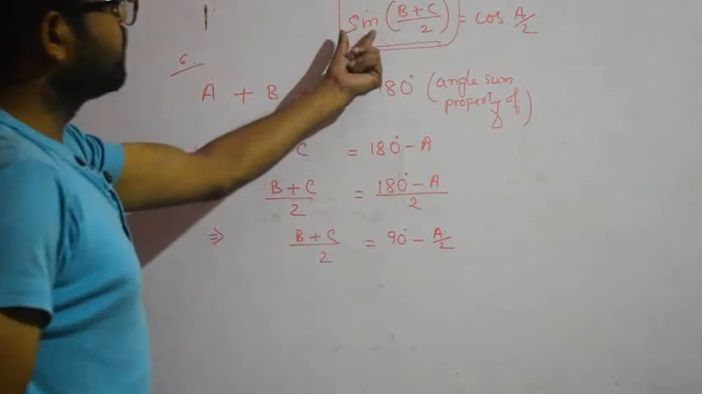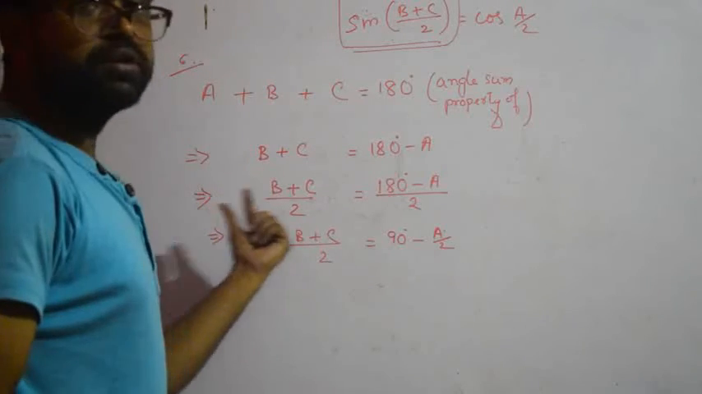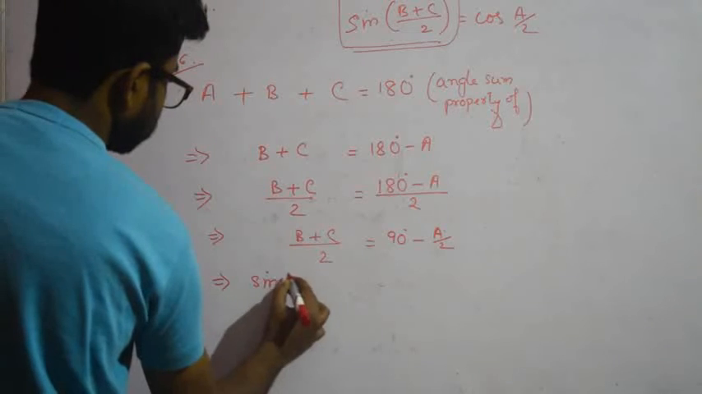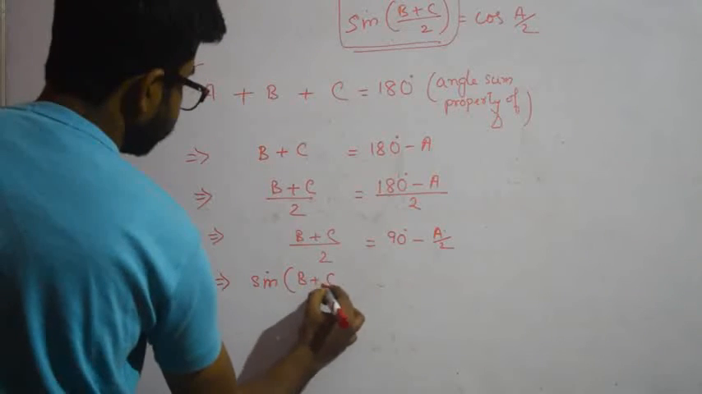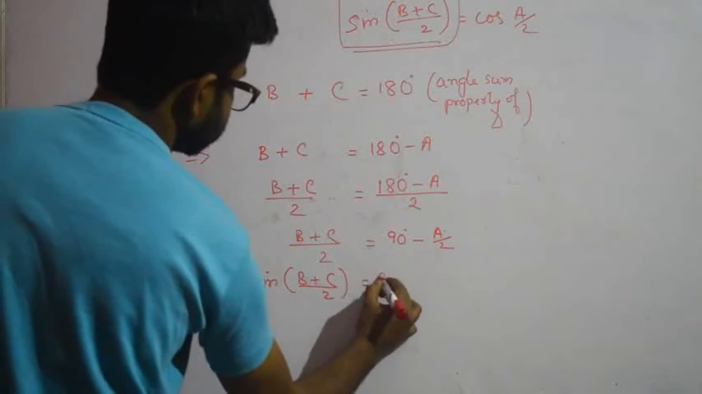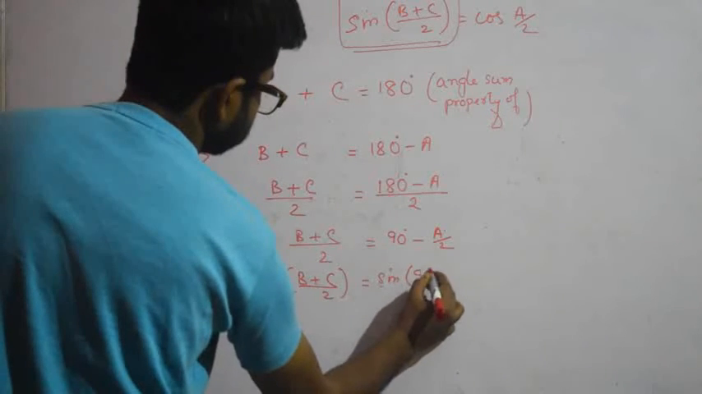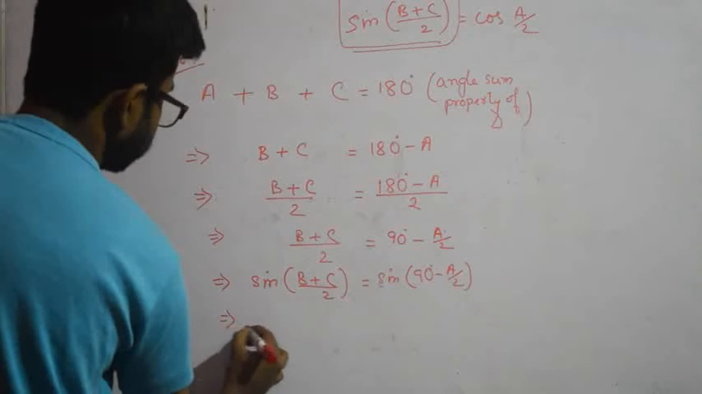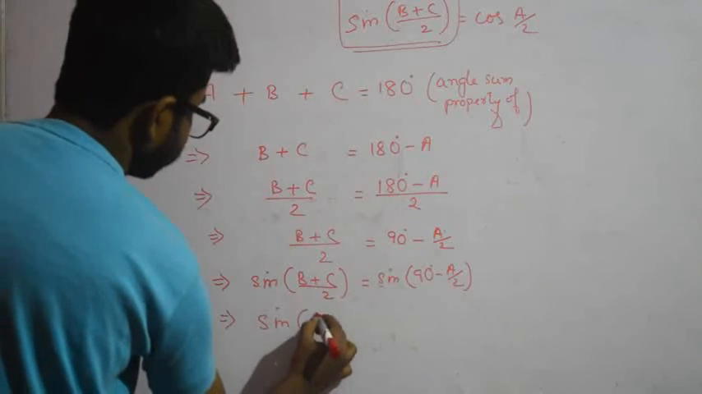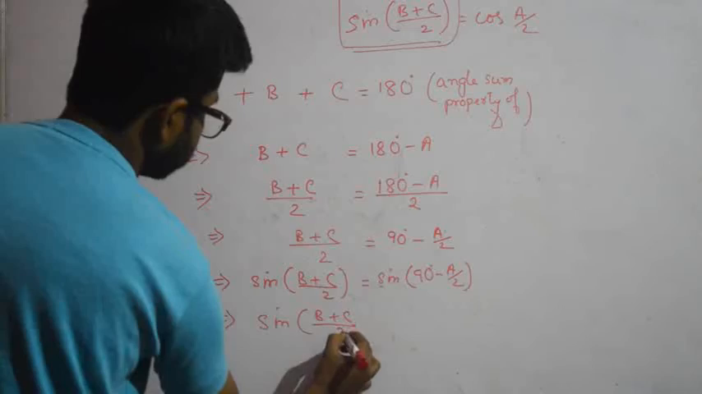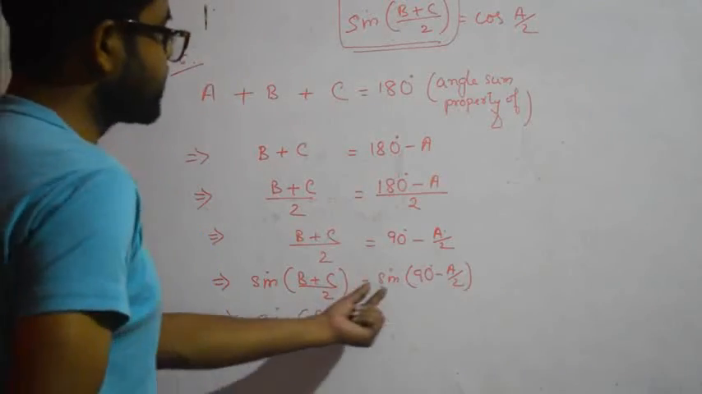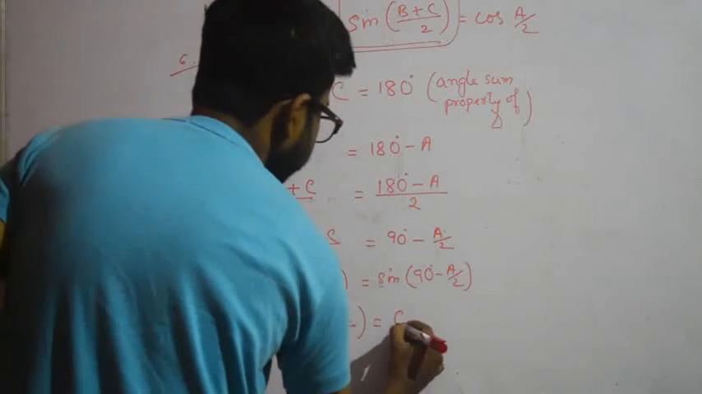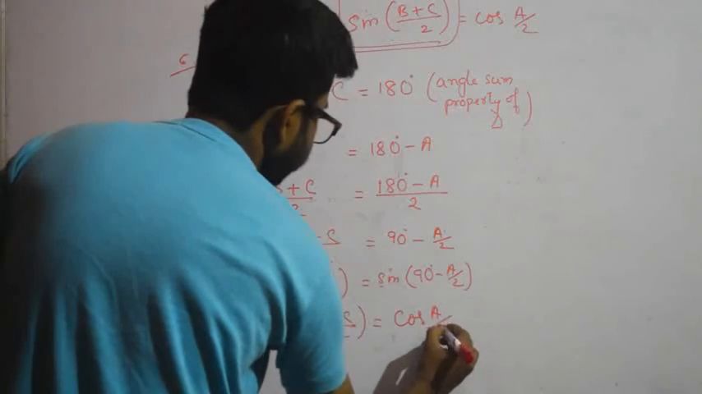Now on the left hand side you have sine, so take sine on both sides. Sine of (B plus C) by 2 is equal to sine of 90 minus A by 2. On the left hand side you do nothing, and on the right hand side you get sine of 90 minus theta, and sine of 90 minus theta is cos theta. You can write cos of A by 2.